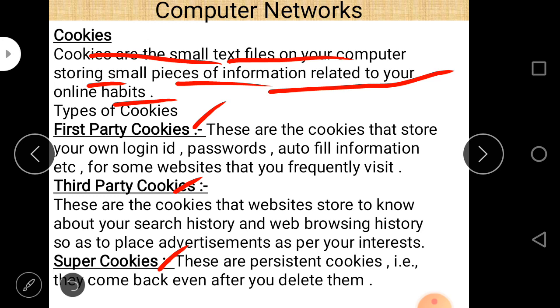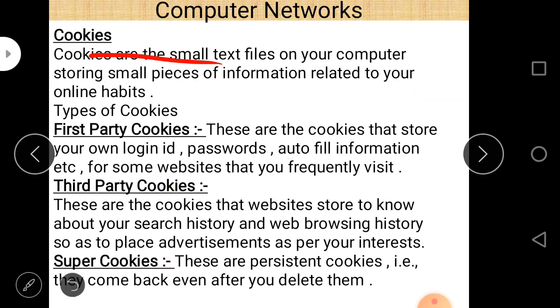We can write the types of cookies as first party cookies and third party cookies. First party cookies are the cookies that store your own login ID, password, autofill information, etc. from some website that you frequently visit.